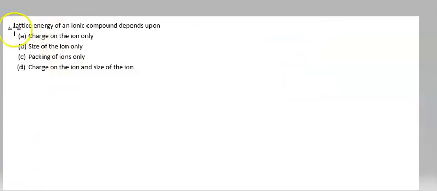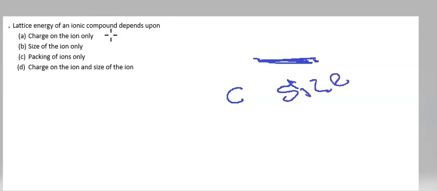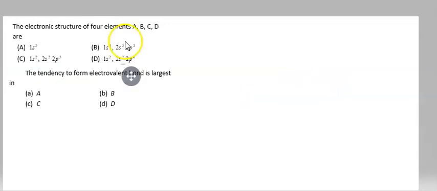So the next question is: the lattice energy of an ionic compound depends on, right? When we talk about lattice energy, it depends on the charges of the cations and anions and the distance between both. So we can say that charge and size both are important factors for the lattice energy of any ionic compound, right? So option D will be right, the charge of the ion and the size of the ion.